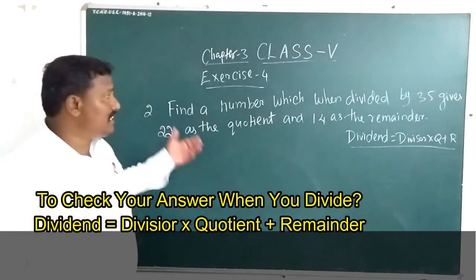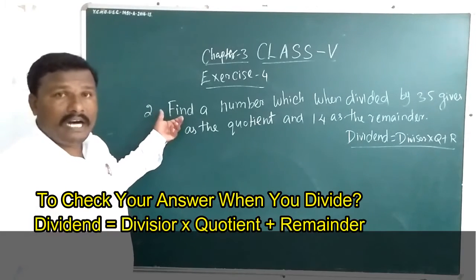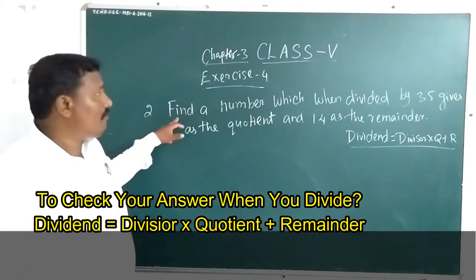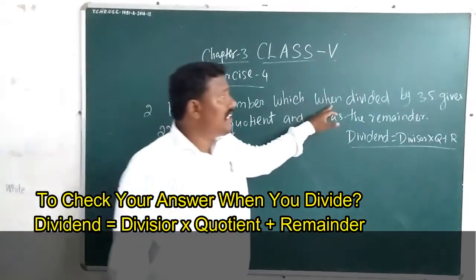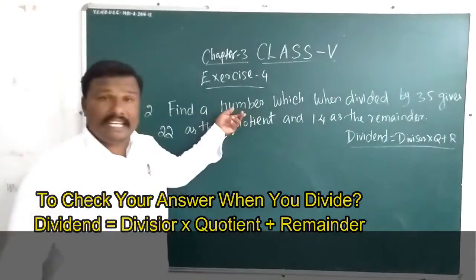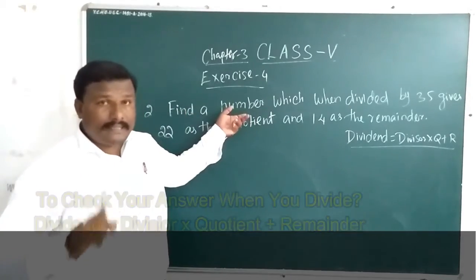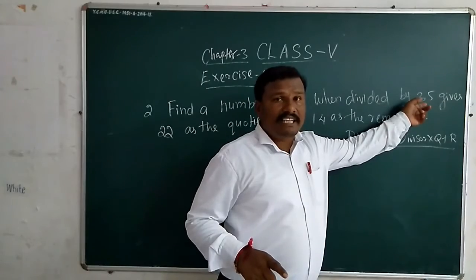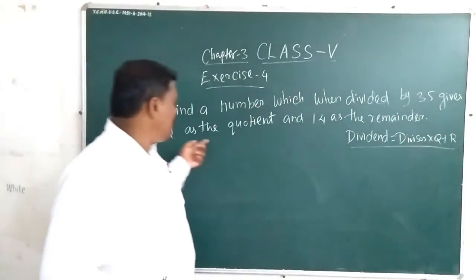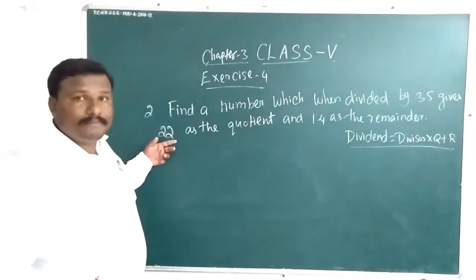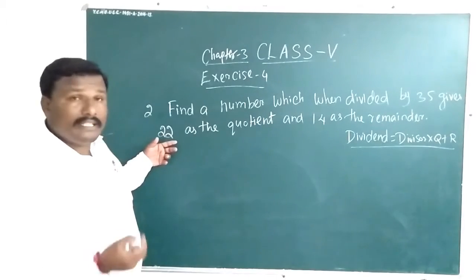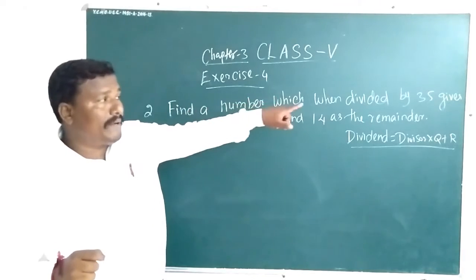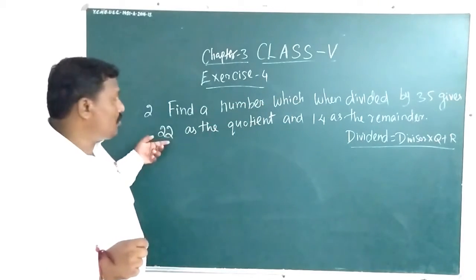Okay, so this is a division sum. How will you find the answer? Let me tell you. Find a number which, when we divide by 35, you want to find any one number. When you divide that number by 35, 35 is the divisor, then 22 is the quotient. When you want to find the number, that number you have to divide by 35. Then 22 as a quotient.